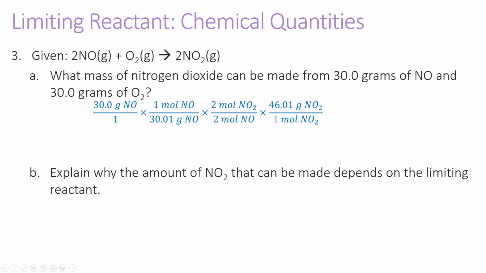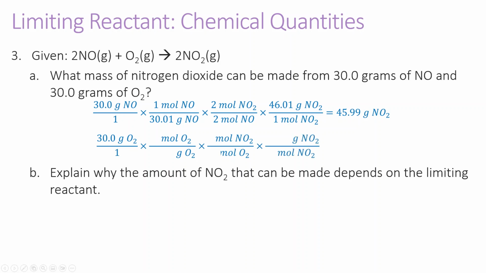And 1 mole of NO2 weighs about 46 grams. So I'm going to do almost the exact same calculation, but this time I'm going to start with my 30 grams of O2, change that to moles, use a mole ratio to get moles of NO2, and then use my molar mass to get grams of NO2. So my molar mass for O2 is about 32 grams. My mole ratio here is 2 to 1, and my molar mass of NO2 is still 46.01.